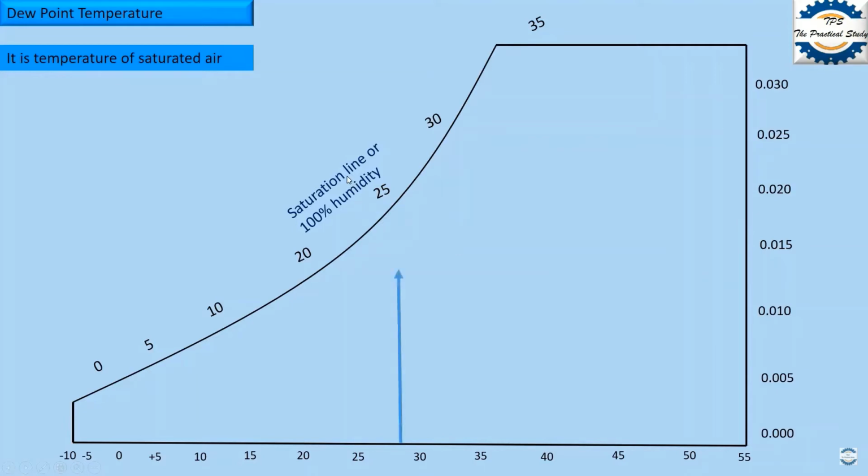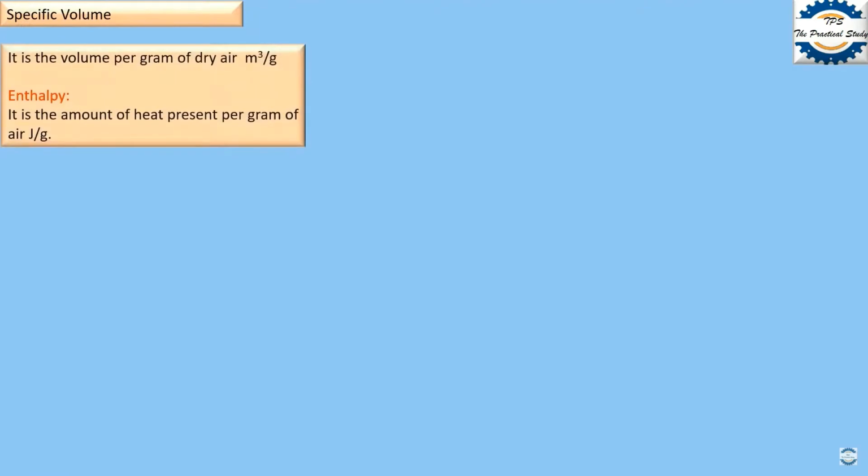For example, you have a dry bulb temperature of 28 degrees centigrade and a humidity ratio of 0.013. Then at the point of intersection, you draw a horizontal line towards the wet bulb temperature line in order to find the dew point temperature. I hope this is clear. Let's move to the next parameters, specific volume and also enthalpy. Specific volume and enthalpy we will discuss in a single slide.